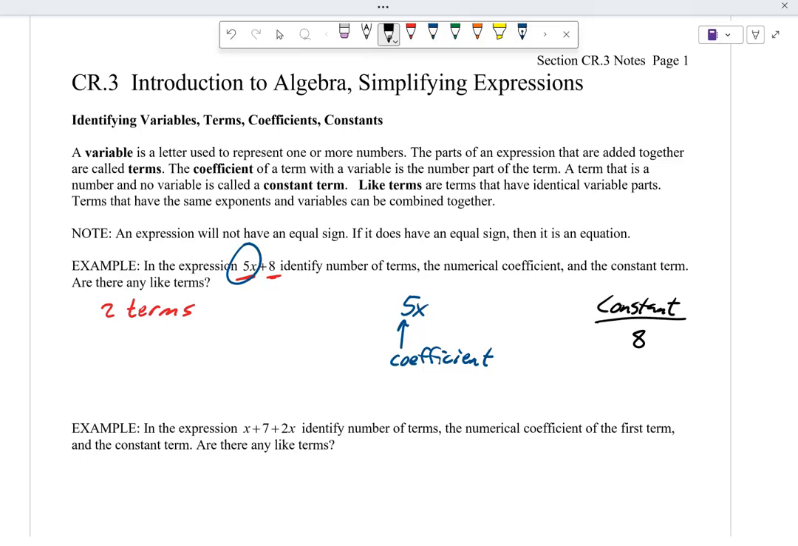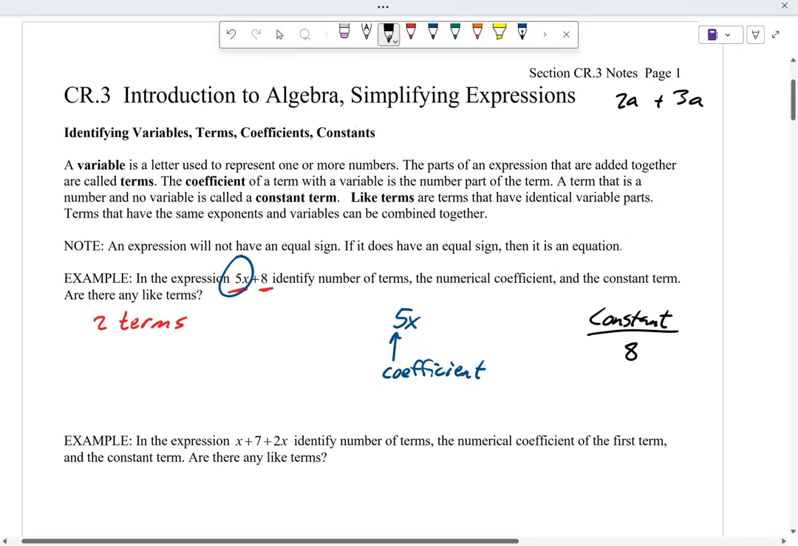And then the next question, is there any like terms? Like we can combine like terms. For example, 2a and 3a. They both have the same variable, a, and they have the same power of the variable. So we can combine those. If I have 2 apples and 3 apples, I can add and get 5 apples, right? So those are like terms.